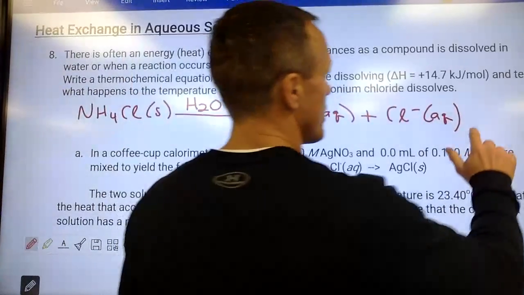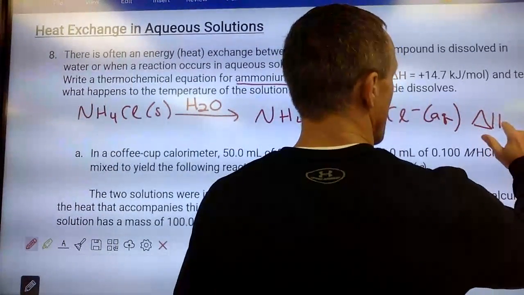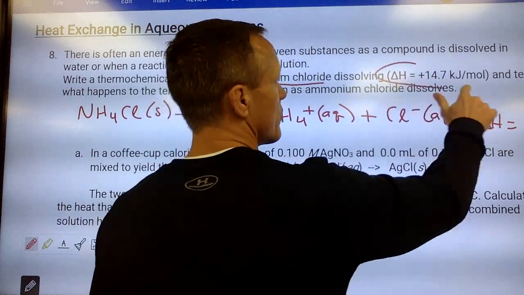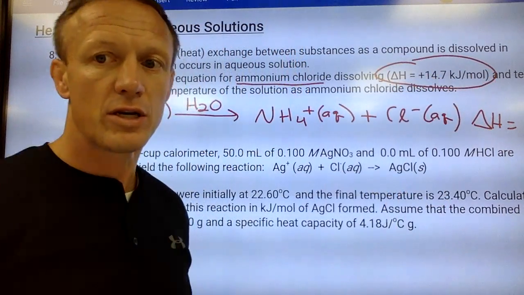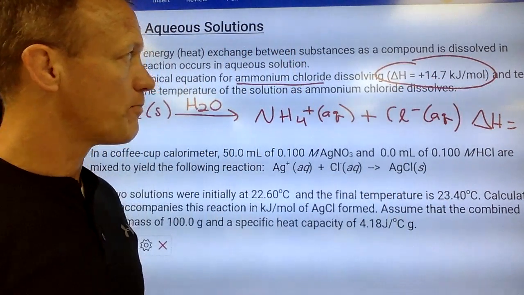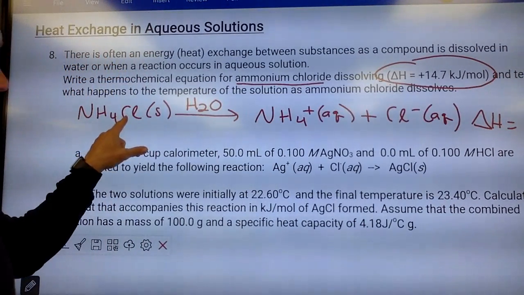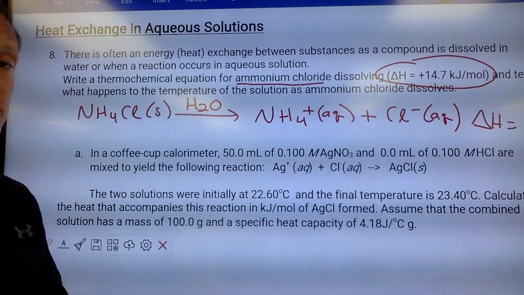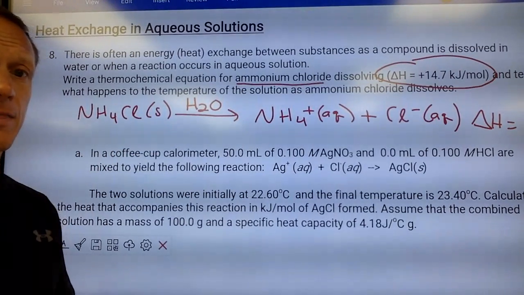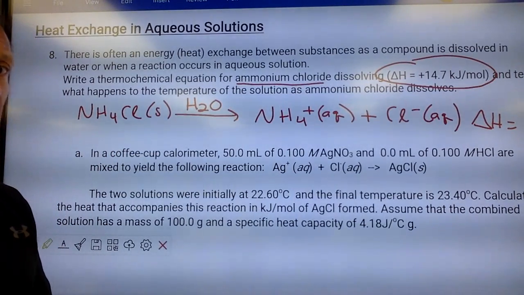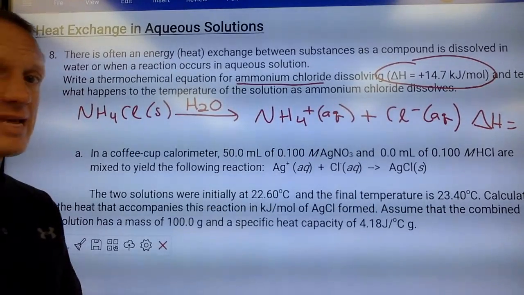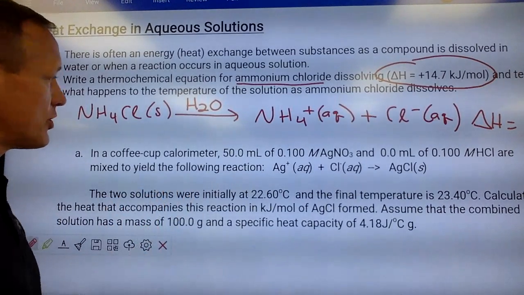So the enthalpy change for that is right here, 14.7 kilojoules per mole. What that means is for every mole of NH4Cl that dissolves, it's going to absorb 14.7 kilojoules of heat. What that means is if we put that in water, the water is going to get colder. It's taking heat from the water into the NH4Cl.